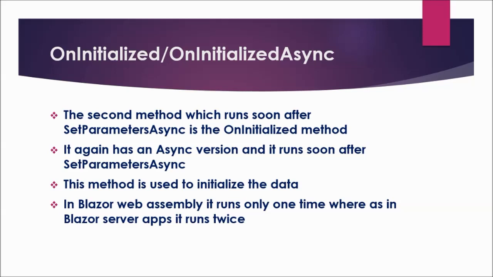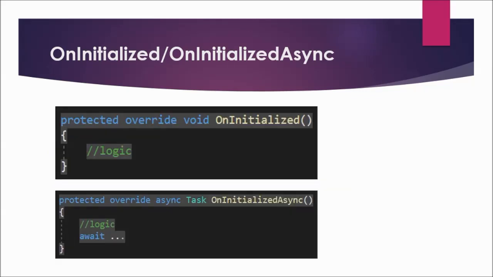Another important point about this method, that if a component is refreshed, say a parent component refreshes a child component, this method is completely skipped upon refreshes. This method gets called only when the component is requested for the first time. This is the signature of OnInitialized and OnInitializedAsync methods. If you notice, OnInitializedAsync returns a task.